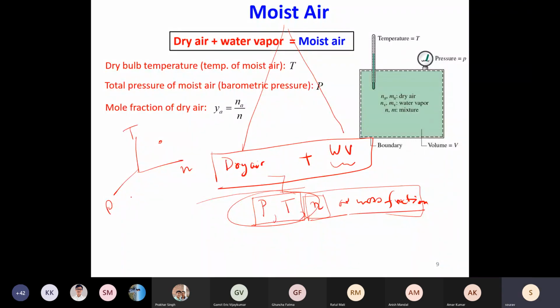But you will see that all the air conditioning processes, or all the psychrometric processes that we will discuss for engineering applications, will eventually happen at atmospheric pressure. So P is constant. So eventually, you just require two properties to fix the state point.